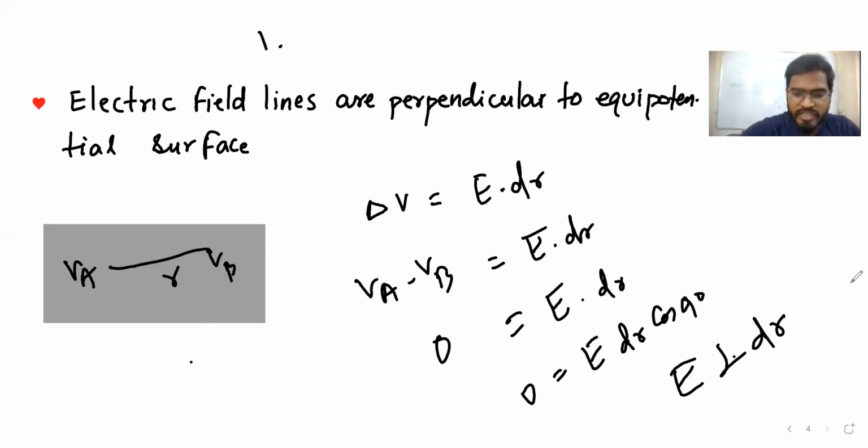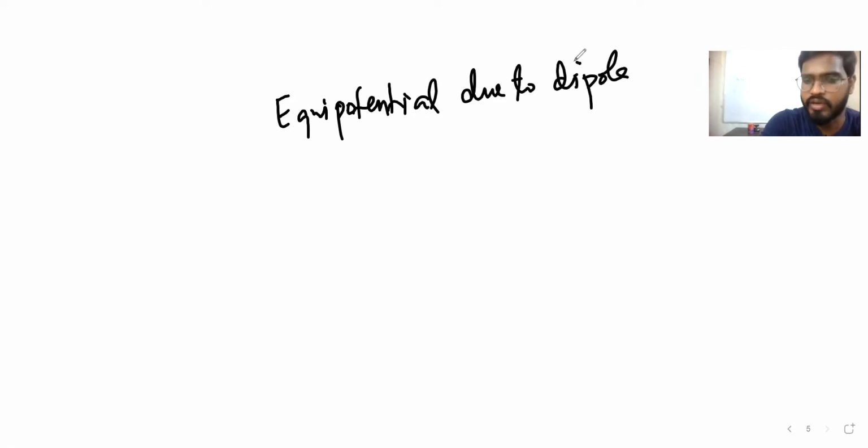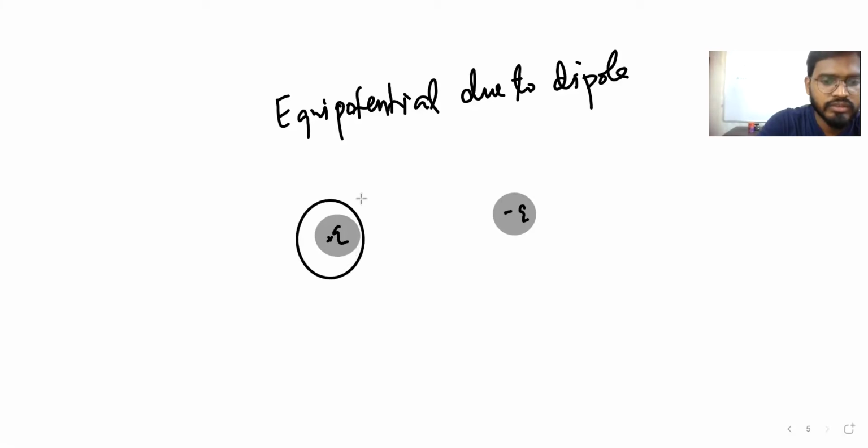We'll draw one or two examples of equipotential surfaces due to a dipole. Let's take a positive charge and a negative charge. Now let's consider it like this. For a point charge, the equipotential surface is going to be a sphere.